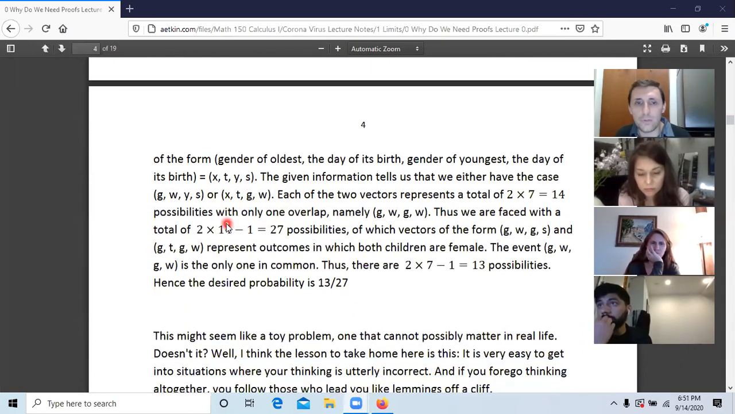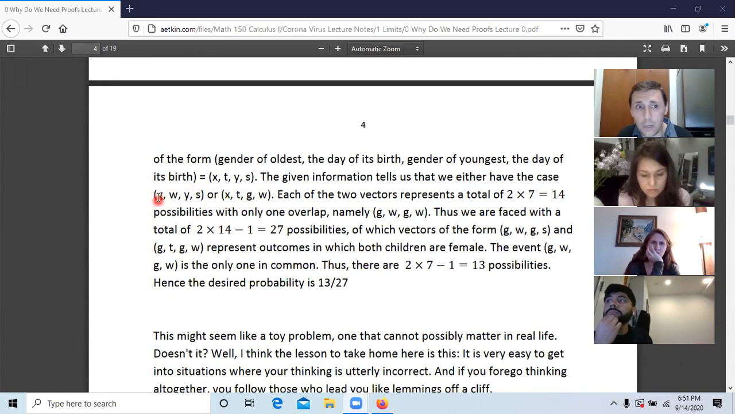We have observed the universe of type girl Wednesday. In other words, the oldest girl was born on a Wednesday and nothing is known about the youngest child, or the youngest child was born on a Wednesday and she is a girl, okay? And nothing is known about the oldest child. So those are the two types of universes that we have observed.